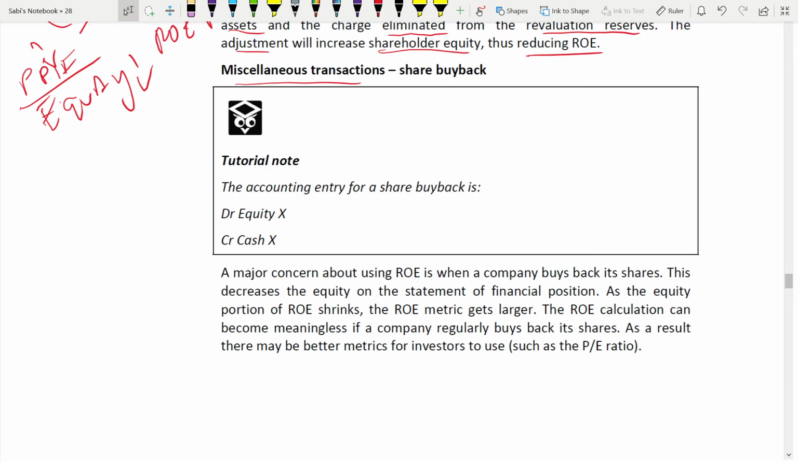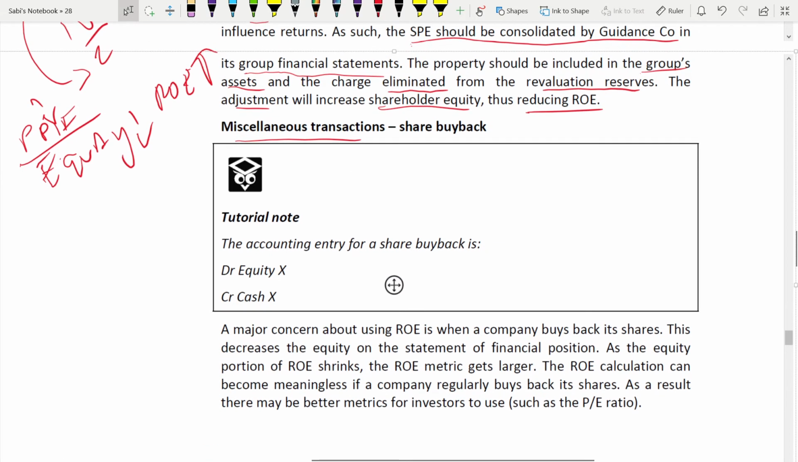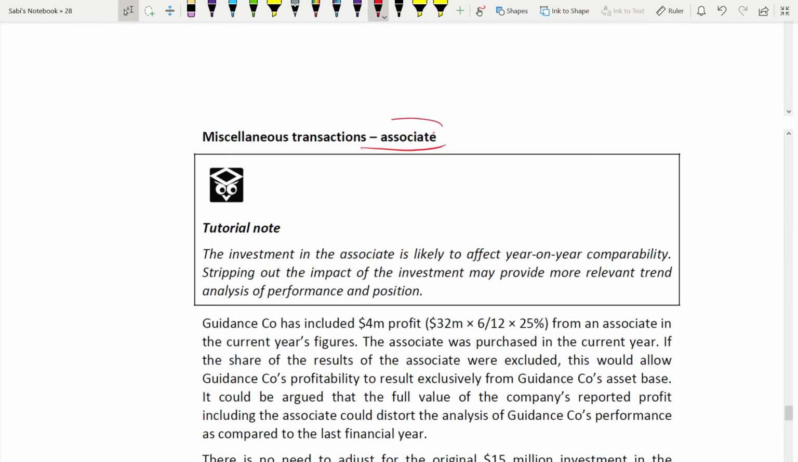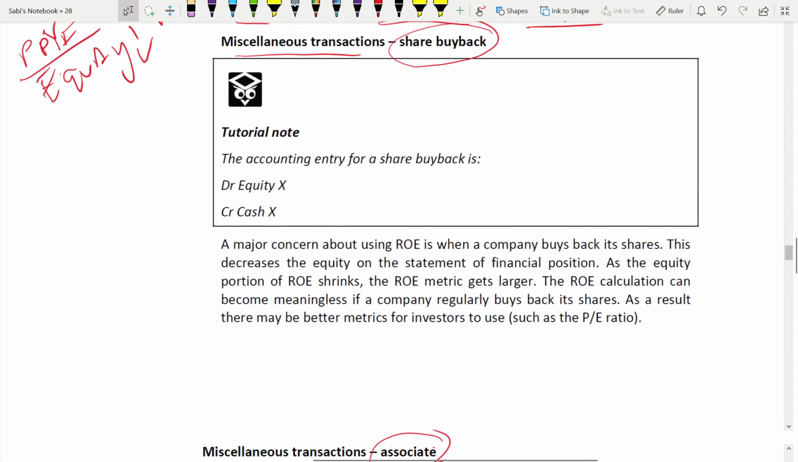We have to basically tell the impact on return on equity and the other ratios. Okay, so major concern. There are two aspects. One is share buyback, what is the impact? The other one is the impact of an associate, and then we have to correct also. Okay, don't forget, and it's for 12 marks.